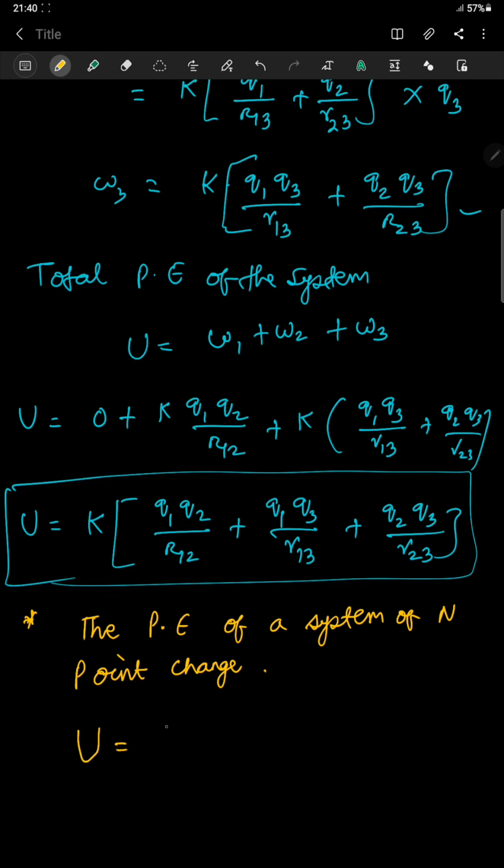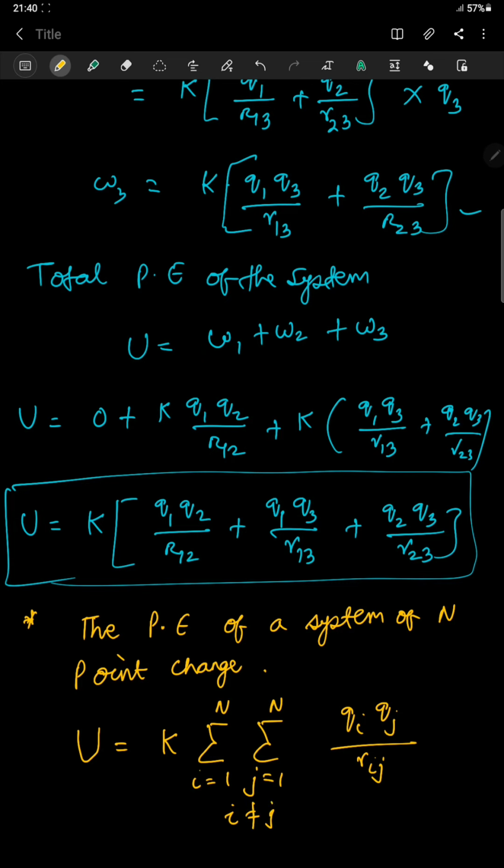U is equal to K into a summation sign i equal to 1 to n and a summation sign j equal to 1 to n, and it will be qi qj divided by rij, provided i cannot be equal to j. Okay, so this will be your answer.